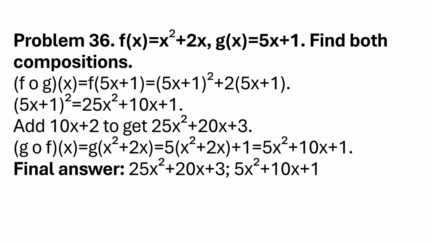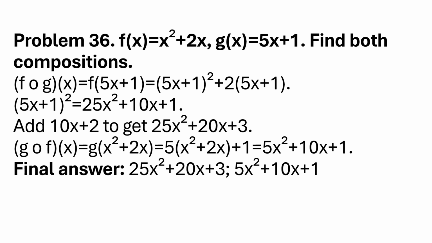We are given f of x equals x squared plus 2x, and g of x equals 5x plus 1. For f composed with g, substitute 5x plus 1 into f. After expanding and combining like terms, we obtain 25x squared plus 20x plus 3.